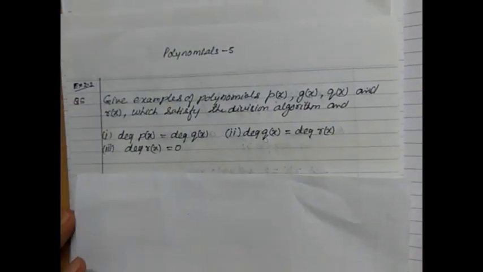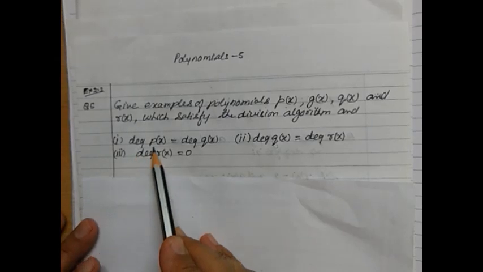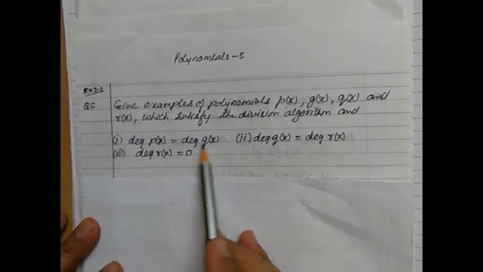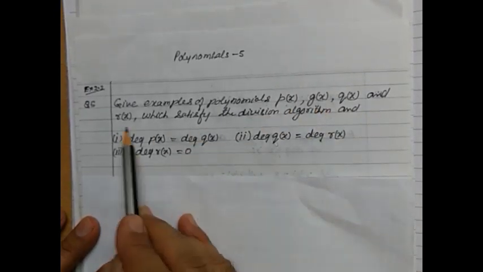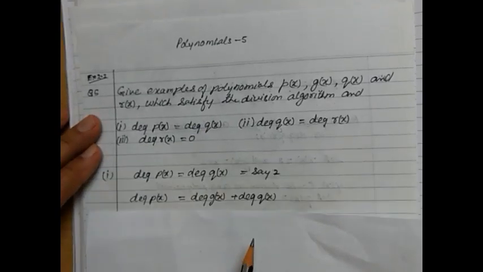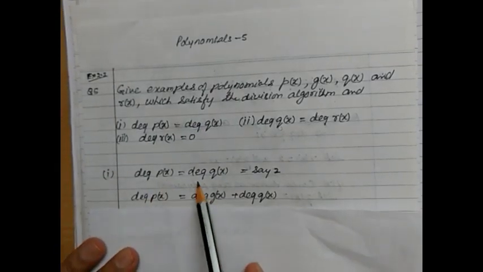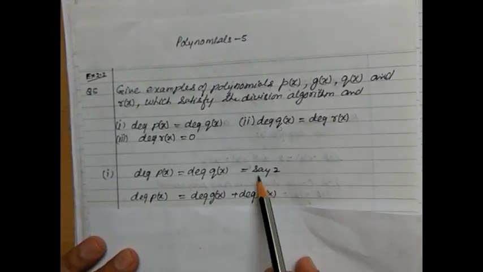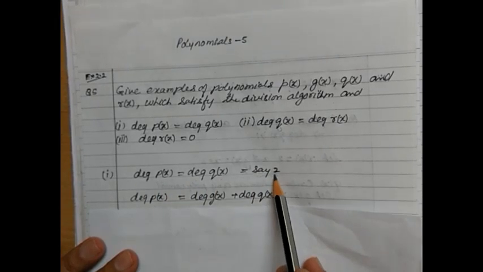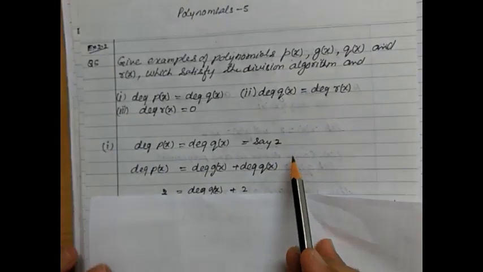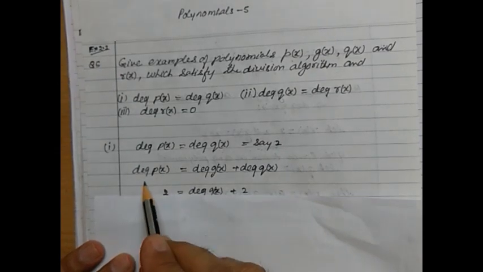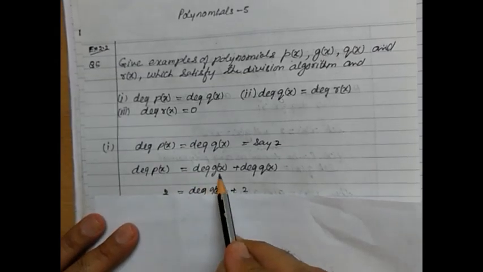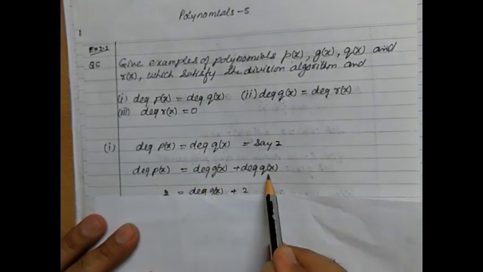Now here it says the condition: degree of p(x), that is the degree of the polynomial, is equal to degree of the quotient. Under this condition we have to give an example which should satisfy it. So we are taking that the degree of the polynomial is equal to the degree of the quotient. Let us say the degree of both the polynomials is 2. So here, if we see the division algorithm, we say that the degree of the polynomial is equal to the degree of the divisor plus the degree of the quotient.